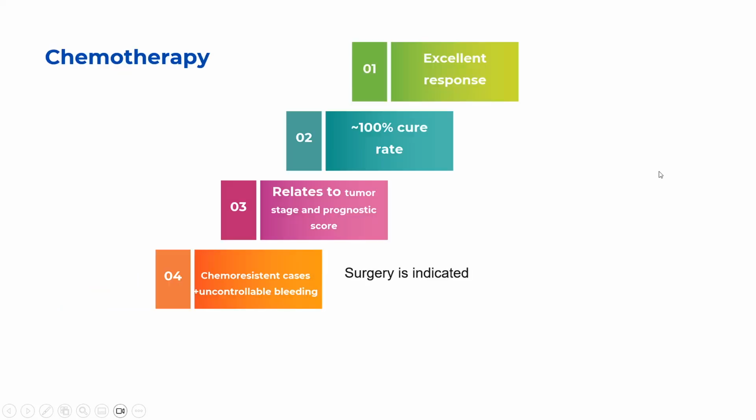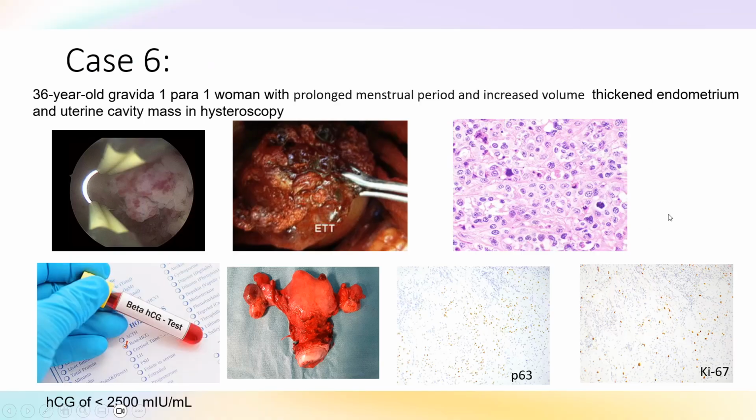And you all know better than me how chemotherapy gives excellent response and very high cure rates, and this relates actually to the tumor stage and prognostic score. Dr. Ahmed talked last time about the WHO scoring system and how it plays an important role in determining the chemotherapy for sure. In some cases, surgery may be indicated, when these cases have uncontrollable bleeding or are chemo resistant or something like this.